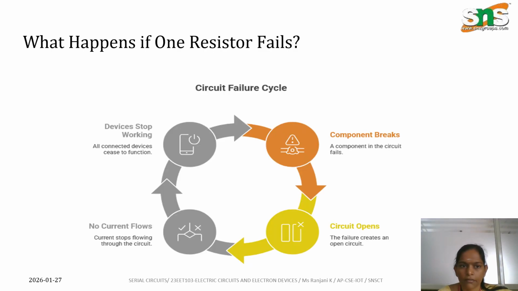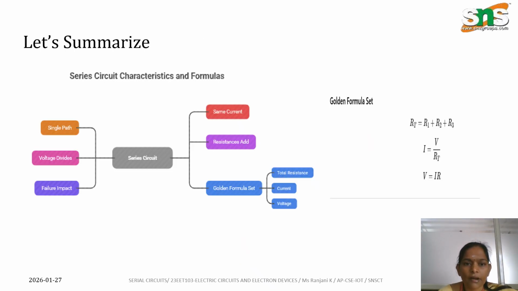So what happens if one resistor fails? If one resistor fails, the circuit becomes a failure, because the component breaks and the circuit fails, and the failure creates an open circuit and no current flows through the circuit, and the device will stop working. That is the main drawback of series circuit.